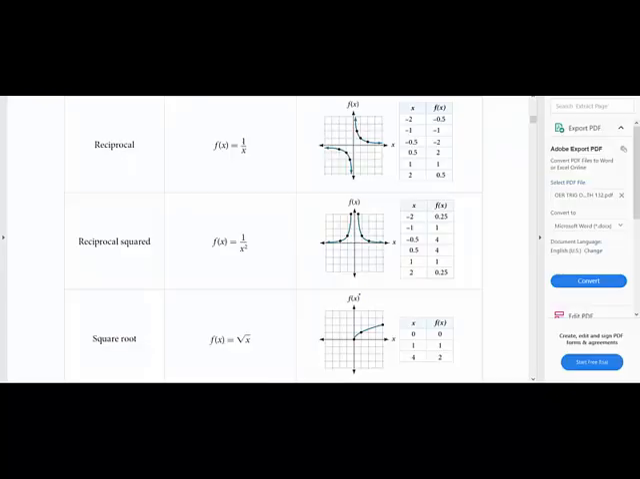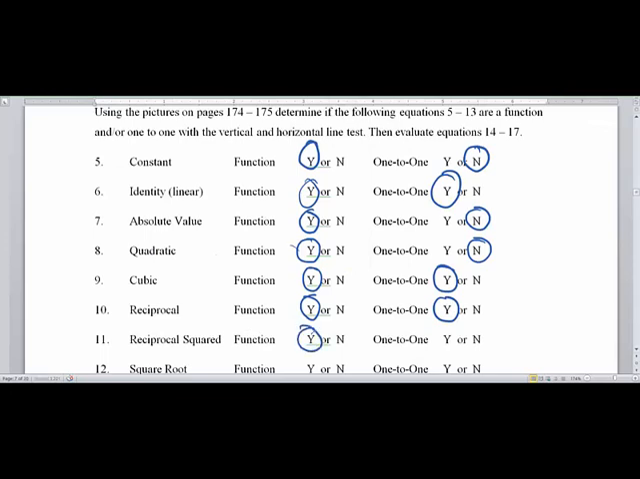So then we're going to look at reciprocal squared. Passes vertical, does not pass horizontal. So yes, function, not one-to-one.